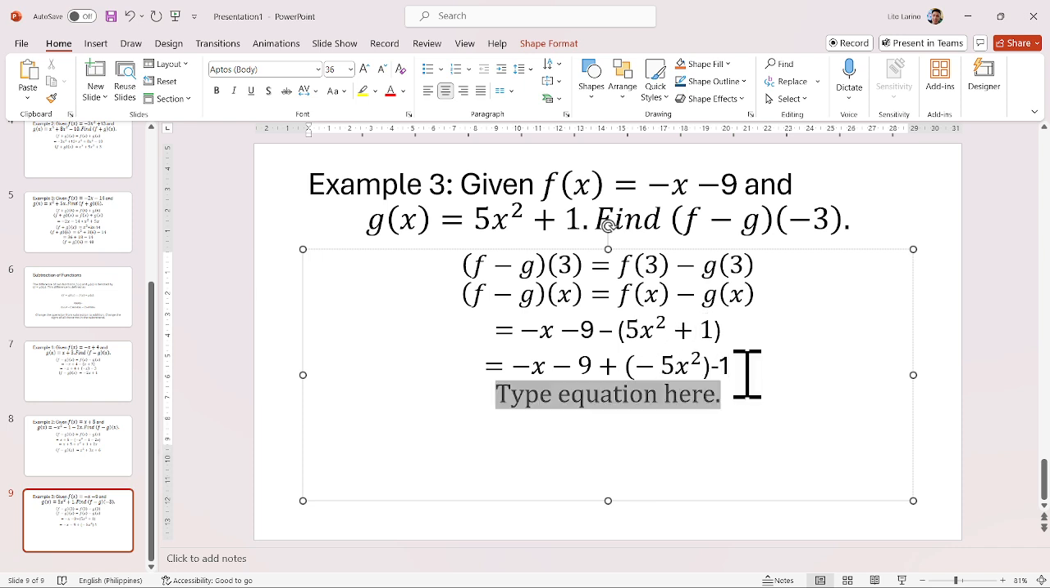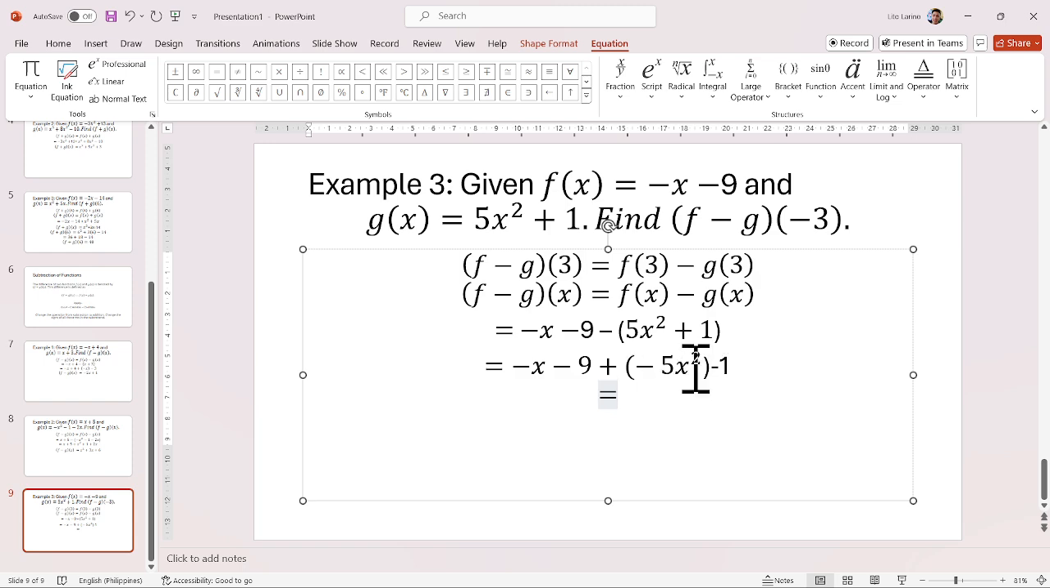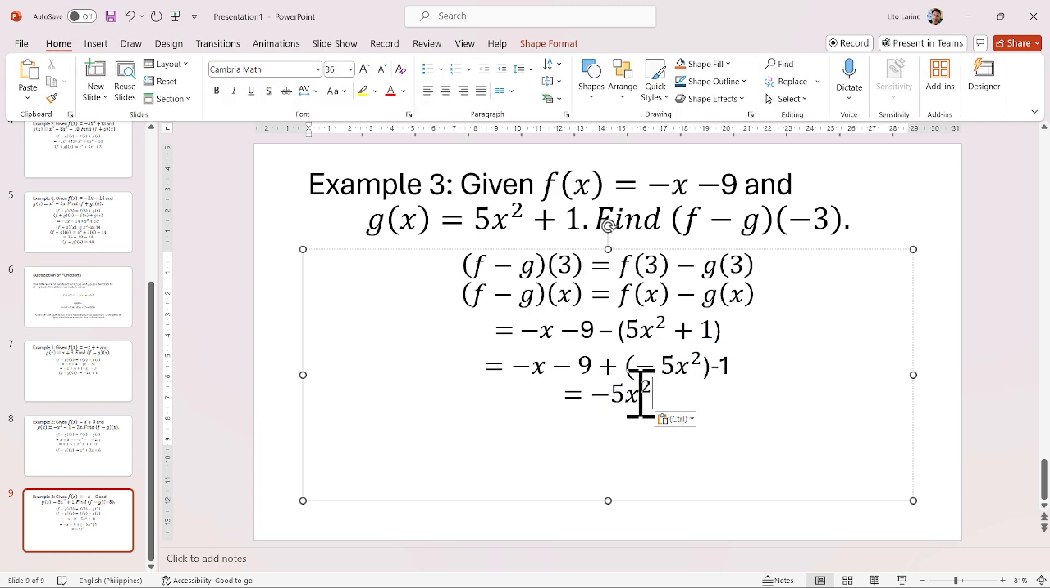And then, let's simplify. Let's start with x squared, the term with the highest exponent of the variable x. No other term, then let's just copy negative 5x squared. And then x, no similar terms except x, so we'll just copy minus x. Okay, and then we have the constant terms negative 9 and negative 1. That is now equal to negative 10. Thus, the difference between the two functions is negative 5x squared minus x minus 10.